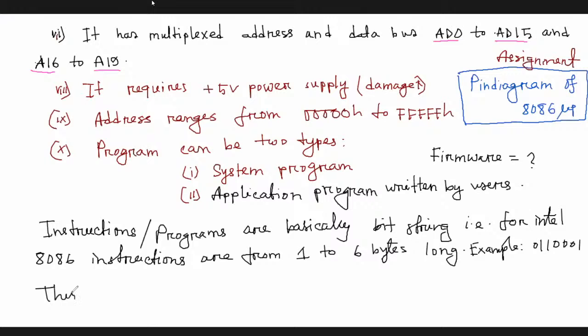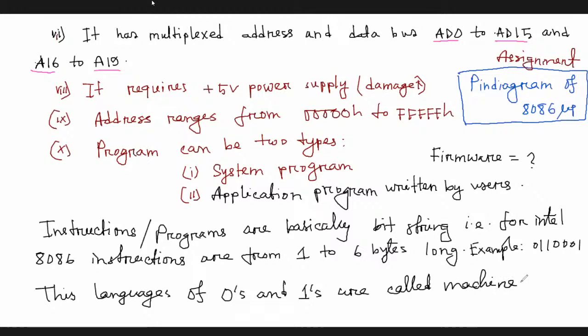Zeros and ones are called machine language. Machine language is nothing but the combination of opcode plus data, right? I already said that, I think. Opcode plus data, together it is called machine language.